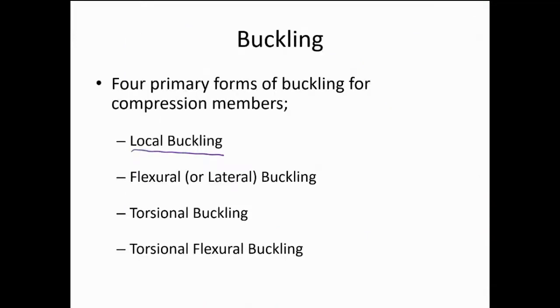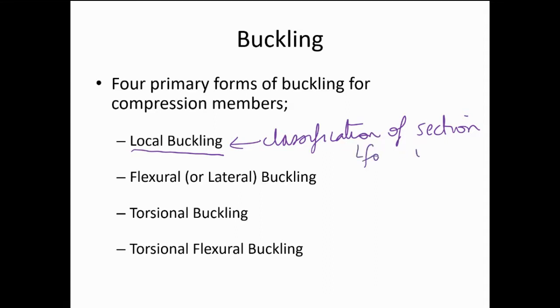Okay, so we did local buckling, so that was basically where we did the classification of the section. That was the first step. And then that told us what formula we could use for cross-section resistance.